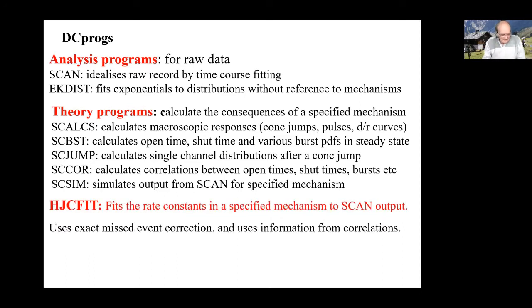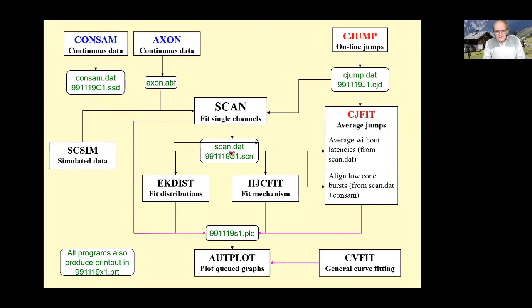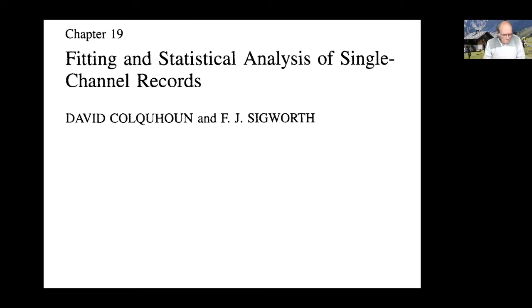Best of all, by the late 90s, we developed HJCFIT, and this does what we actually want. It fits the rate constants in a specified mechanism to the idealized records. And that is the basis of most of what's been done since. We also had a thing which would collect graphs from any analysis and plot them out automatically. This was the relationship between our programs. You can see it on our one mol site. It doesn't really matter now.